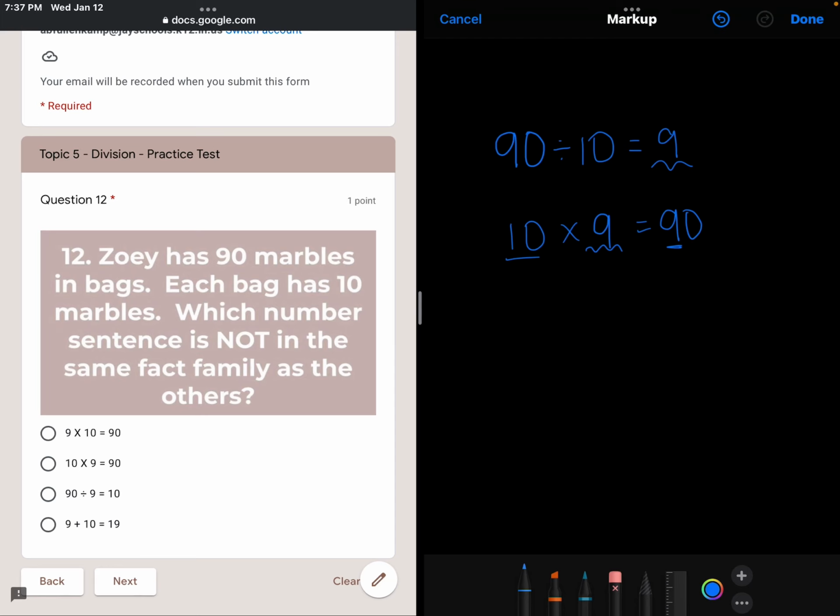90 divided by 9, that's part of the fact family. 90 divided by 9 equals 10. Okay, that still works. It's part of that fact family. And 9 plus 10 equals 19. That is not going to work because we can't just throw an addition problem into that fact family. Remember, multiplication goes with division. Addition goes with subtraction. So the last one is actually going to be the one that does not belong in the same fact family.